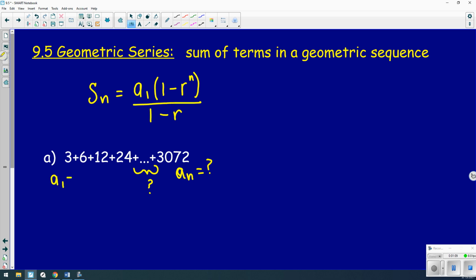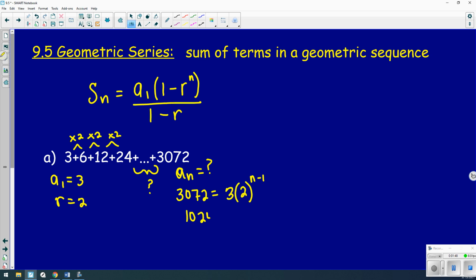I know for sure that a sub 1 is 3. I see that the common ratio is 2, because to get from one term to the next, I would multiply by 2. And so then 3072 equals the first term, which was 3, times the common ratio to the n minus 1. Well, let's just do some math. So I'm going to get my calculator out, and the first thing I'll do is divide both sides by 3. 3072 divided by 3 is 1024, which equals 2 to the n minus 1.